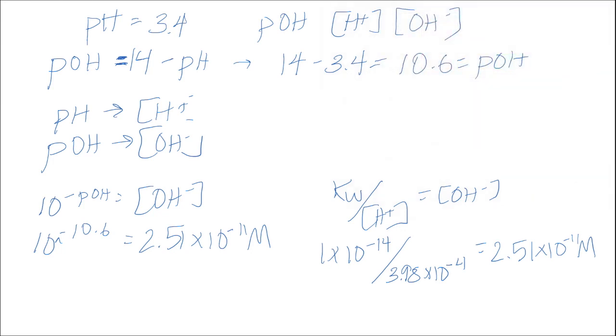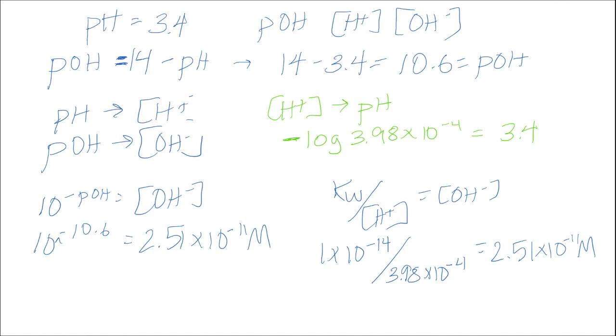Okay, let's say we have H plus and we have to go to pH. For that one, you're doing negative, then the log button, and whatever your H plus concentration is, which I just erased like a genius. It was 3.98 times 10 to the minus 4. If you do that, you should get 3.4 as your pH.